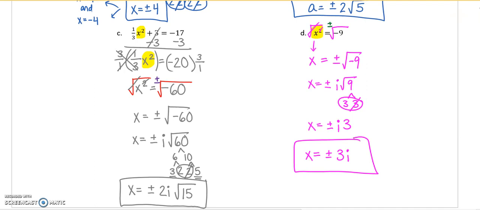So hopefully you can see why this method is so important, because those other methods we never got the imaginary answers. Now, we can get the imaginary answers.